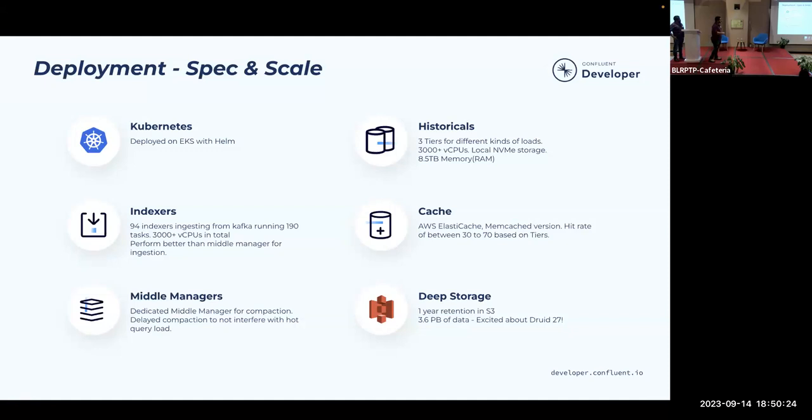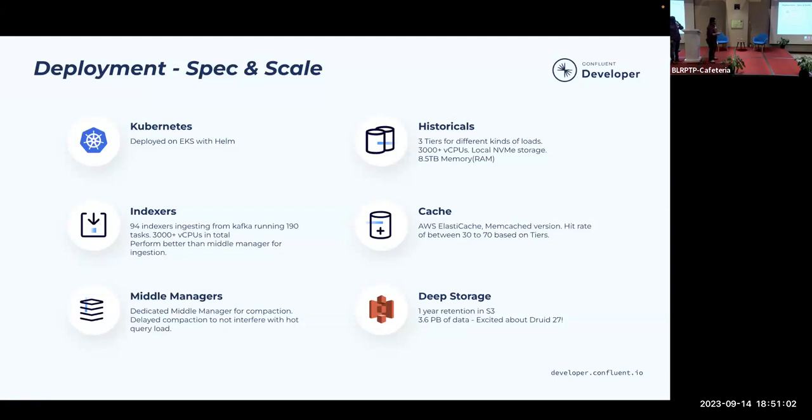We also have historicals to serve our queries. These are segregated into 3 different tiers based on different kinds of query loads. We have one hot tier, which gets the most queries, and this directly serves customers. We also have a secondary tier, which has a different data set, which is tuned separately because the query pattern on that is different. The query pattern on that tends to query a larger amount of data, but fewer queries. We also have a cold tier, which holds data for 7 days and runs on cheaper machines.